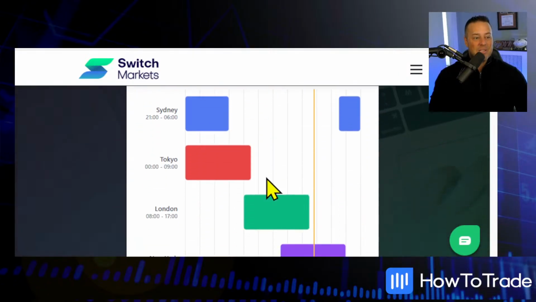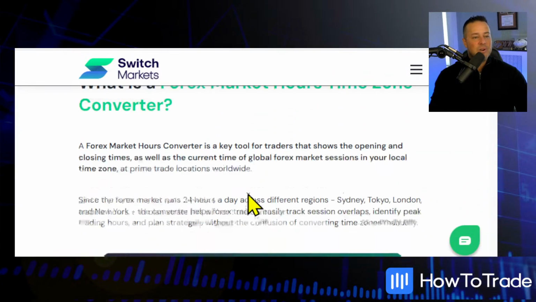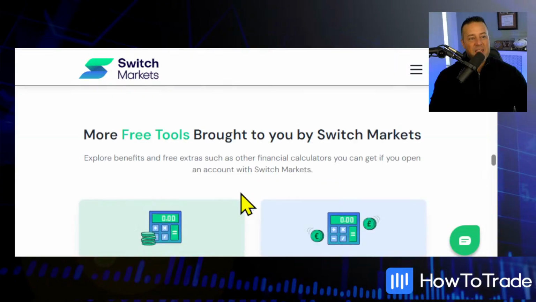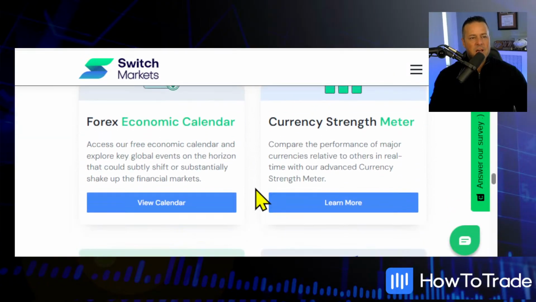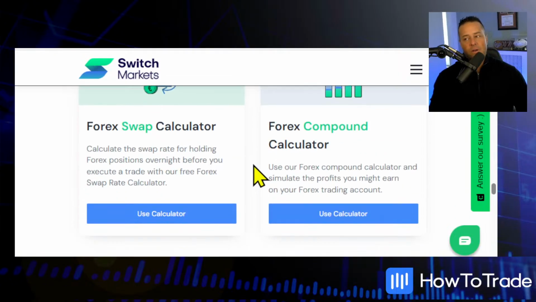You're in some other time zone, but this can really help you get up and running with the different sessions and the different times to trade. And also, I believe on some of these tools, there is a free EA that you can download. You can download these and integrate them directly onto your MT5 platform. So definitely check those out.